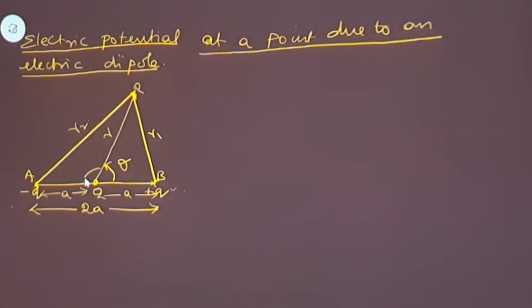What about the remaining angle then? If you consider this semicircle, it is 180 degrees. Already I have marked this angle as theta, so the remaining angle is 180 minus theta. So BOP is theta and AOP is 180 minus theta.